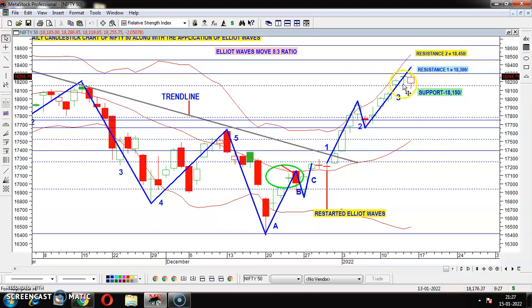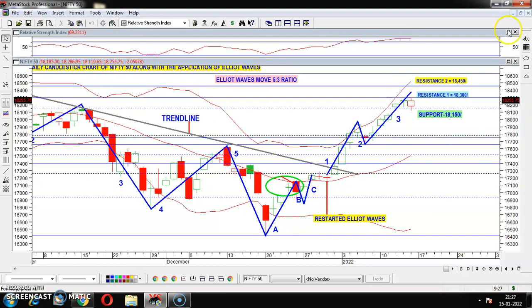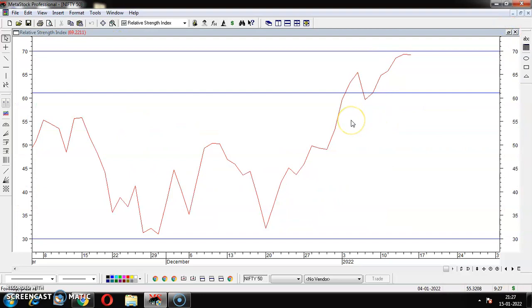So based on the Elliott waves, we can come to a conclusion that there is a possibility of a retracement towards the upside. But considering the Elliott waves alone, we also cannot come to a conclusion. Let us check another parameter, right? There are so many indicators in the markets.